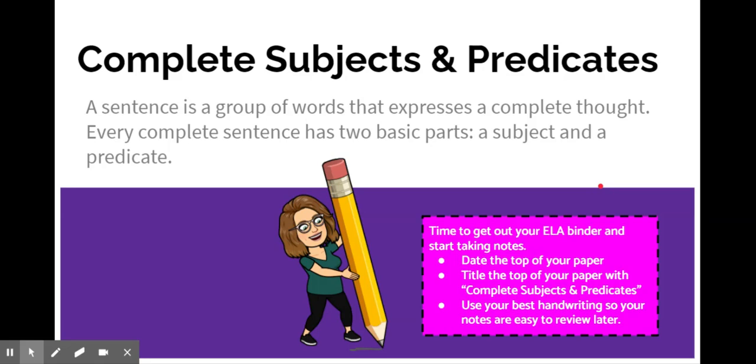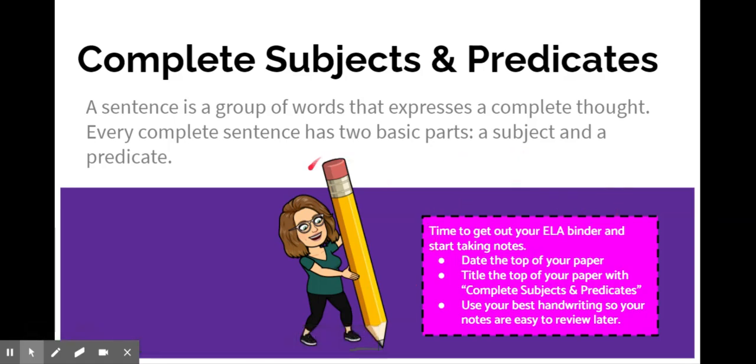Then you should also write the title. The title is going to be easy for you to find. It's right up here where it says complete subjects and predicates. That is your title. And then use your best handwriting so your notes are easy to review later. This is a recording, so you can push pause and work at your own pace. So don't feel rushed. Take your time, really understand what's happening here.